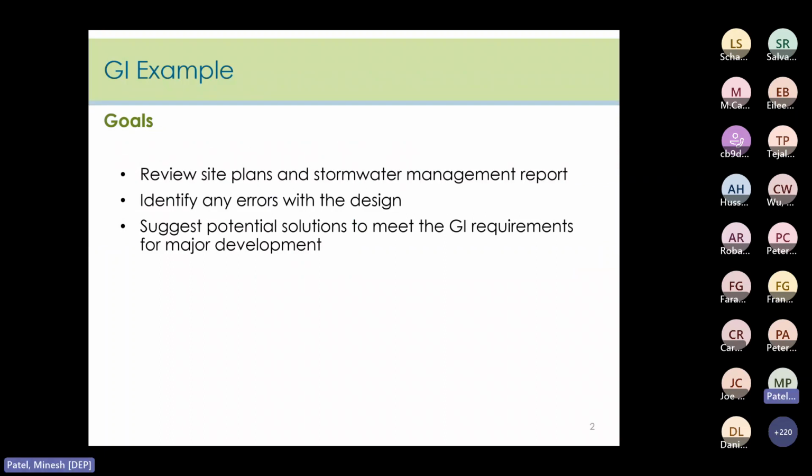So the goals of this presentation are the same as those of the prior example. We're going to focus on whether the project meets the requirements for green infrastructure, and then we'll look at what was proposed and identify where the design is going to fall short. And then I'll discuss some ideas on what could have been done for this project.